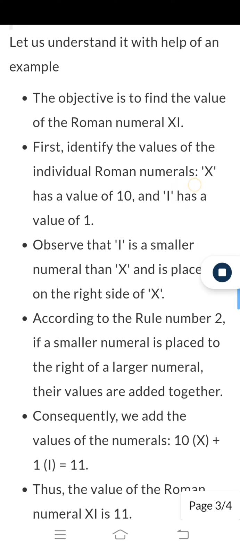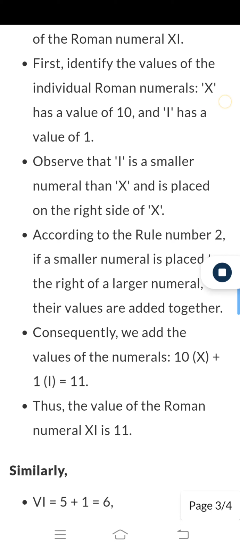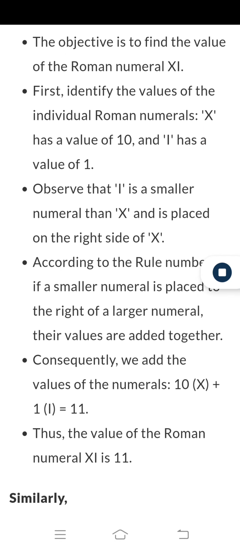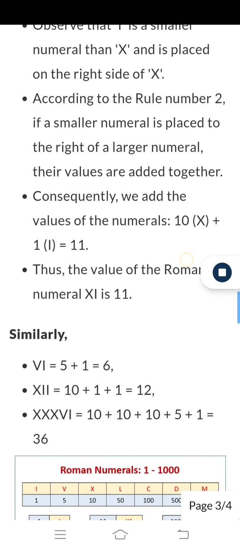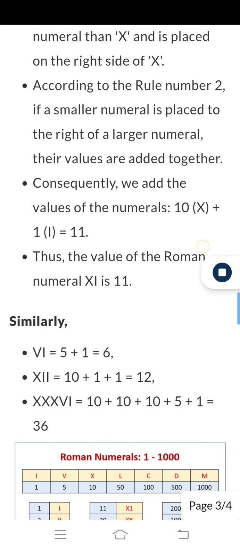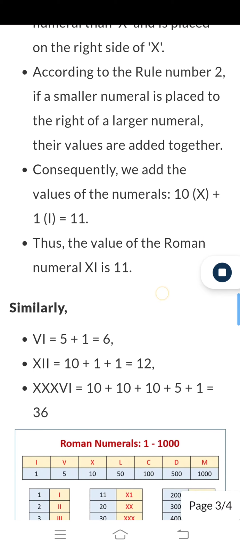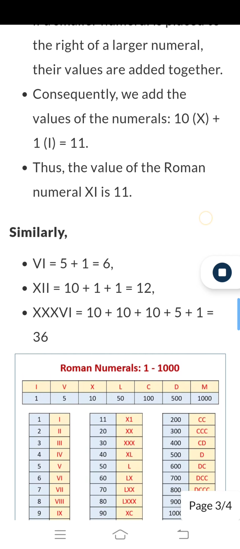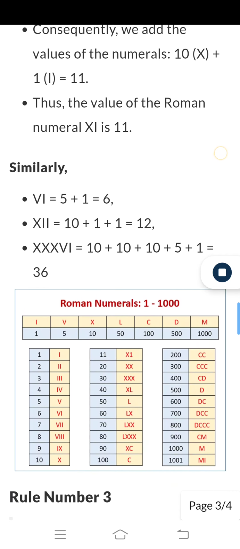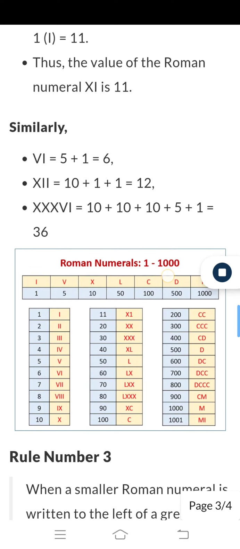The objective is to find the value of the Roman numeral XI. First, identify the values of the individual Roman numerals. X has a value of 10, and I has a value of 1. Observe that I is a smaller numeral than X, and is placed on the right side of X. According to rule number 2, if a smaller numeral is placed to the right of a larger numeral, their values are added together. Consequently, we add the values of the numerals: 10 plus 1 equals 11. Thus, the value of the Roman numeral XI is 11.